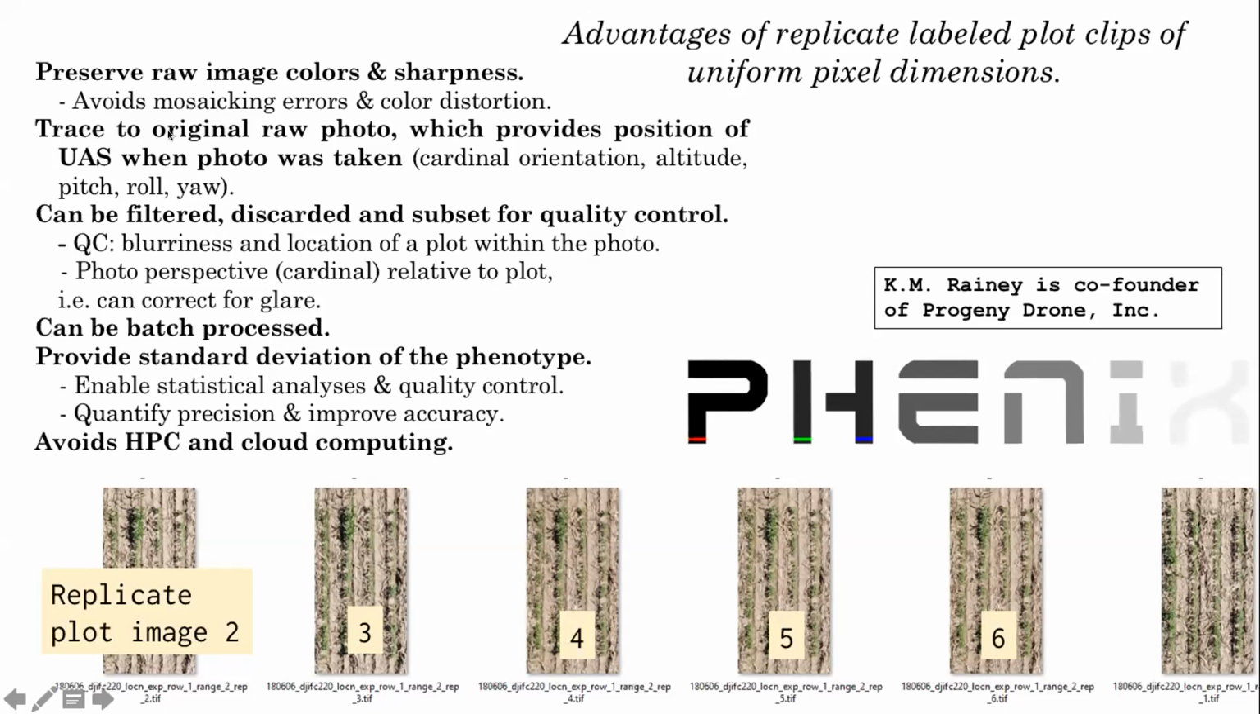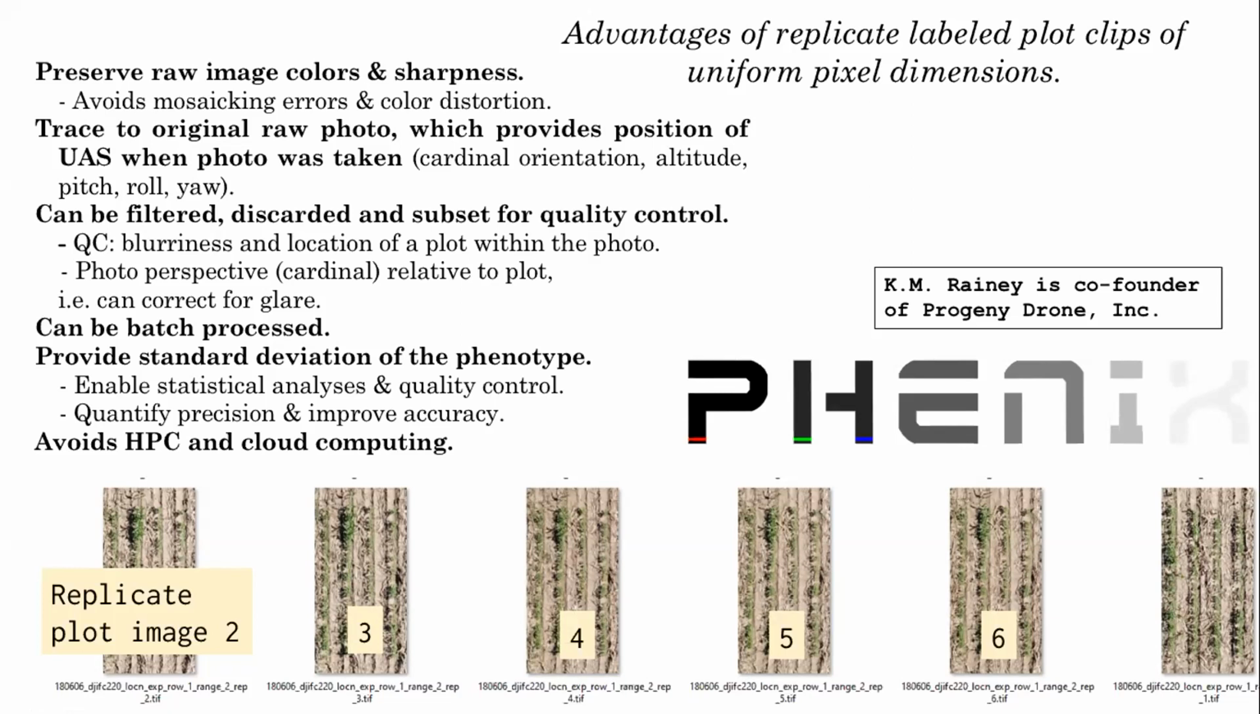The plot clips are going to preserve your raw image colors and sharpness, particularly if you shut off your default camera settings on an RGB camera that may be programmed in there in order to achieve pretty pictures, and you want to maybe turn some of those off. You could talk to our CEO, Anthony Hurst, about that if you have questions.